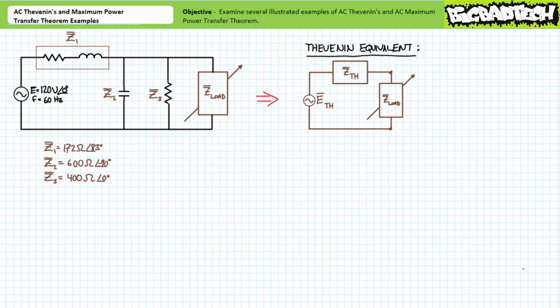The Thevenin's equivalent circuit consists of a single AC voltage source called ETH in series with a single impedance, ZTH, in series with a variable load impedance, Z load. To simplify a complicated circuit into its Thevenin's equivalent, we need to solve for these two quantities, ETH and ZTH. Additionally, you are no doubt aware that the AC maximum power transfer theorem states the maximum real power will be transferred to a load when the variable load impedance equals the complex conjugate of the Thevenin's equivalent impedance.